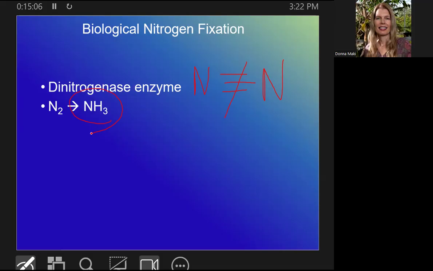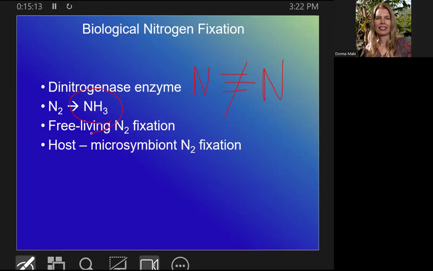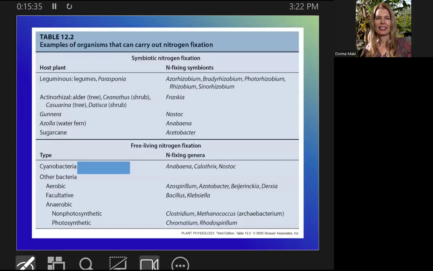You can have bacteria hanging out in the soil that just do it on their own. They're just living their life and fixing nitrogen. You can have bacteria that hang out in the plant tissue, in those nodules, doing this nitrogen fixation and giving that ammonia to the plant. So that's the main one that we're most interested in for this class, the ones that form the relationship with the plant.